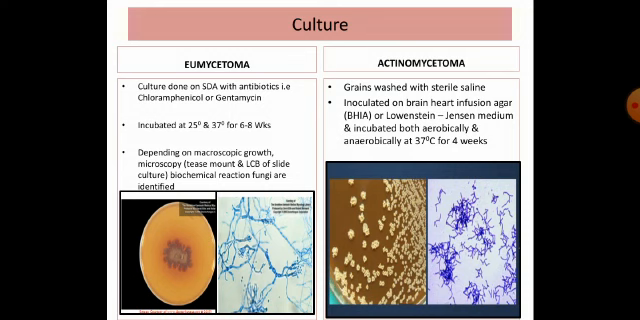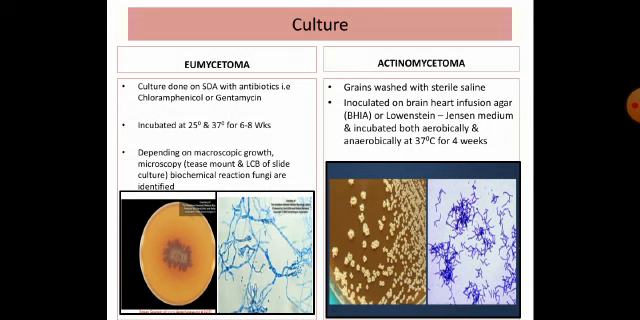From the macroscopic growth, again we do a microscopy, that is a tease mount, and we identify the different fungi which could have caused the mycetoma. Each of the fungi have different characteristic appearances on microscopy as well as macroscopy. So ultimately we give the diagnosis as one particular fungus.